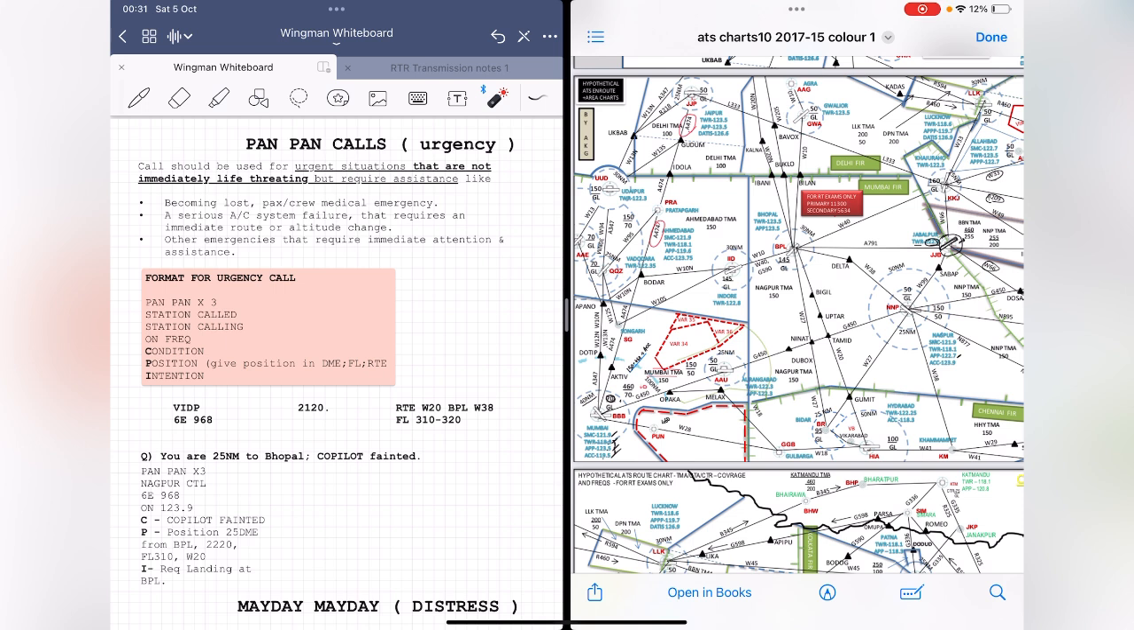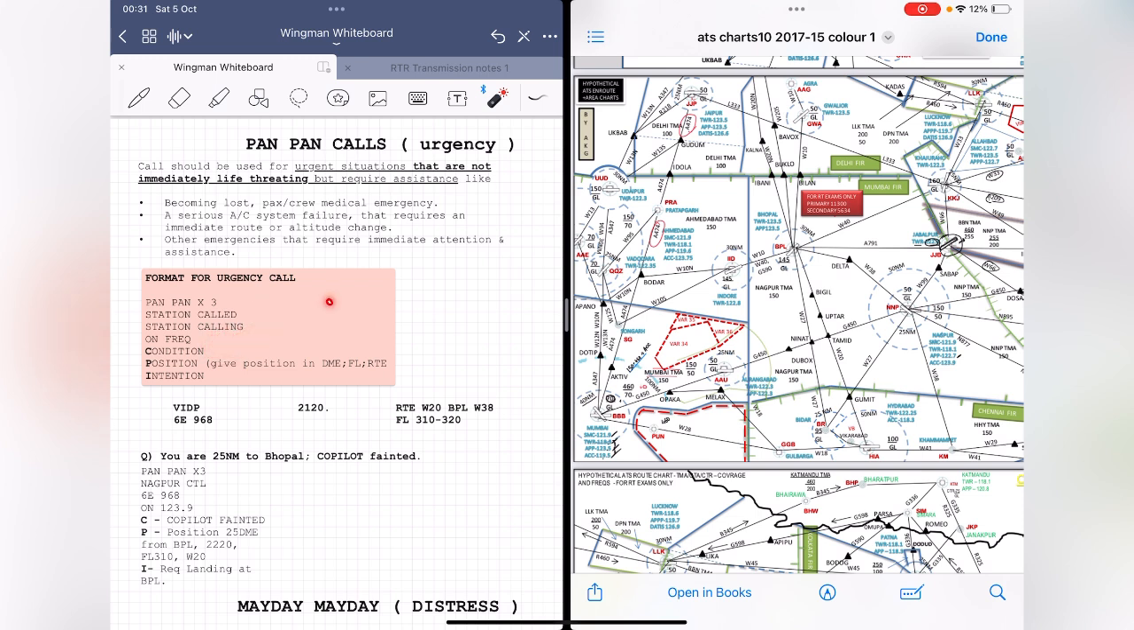Then going forward in the format, like we've already discussed, there's this basic skeletal format. We'll be starting with pan-pan, pan-pan, pan-pan, followed by the basic skeleton of who's calling, whom you have called, and what frequency you are on. So: pan-pan, pan-pan, pan-pan, station called, station calling, frequency. Now, very important for you to remember that in a pan-pan call, you'll first describe your condition, basically what situation you're facing.